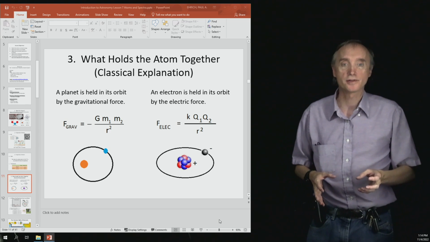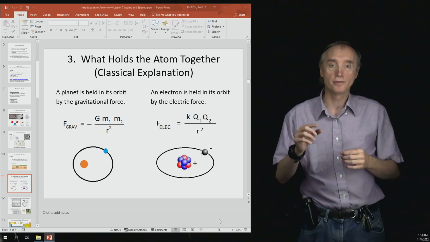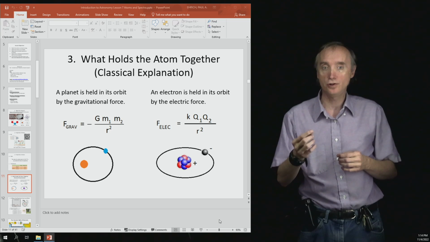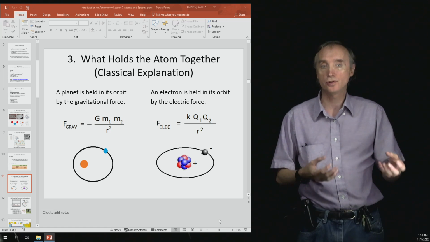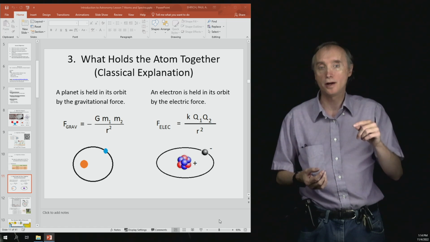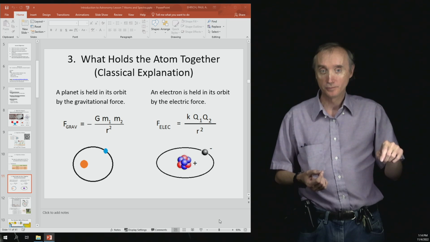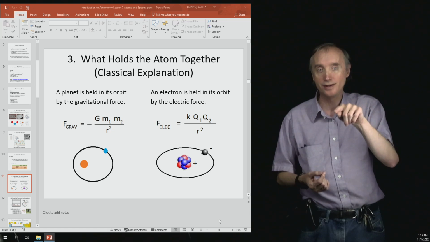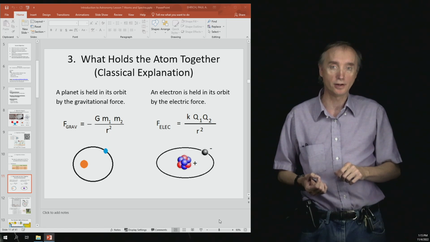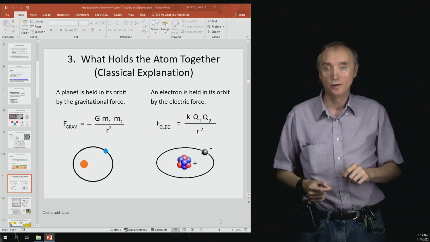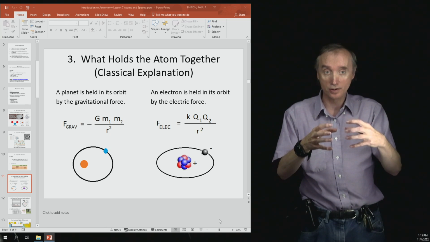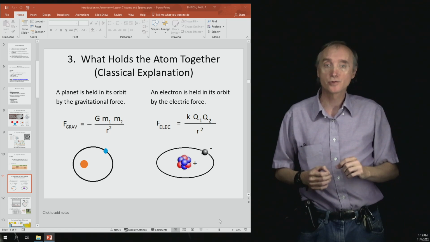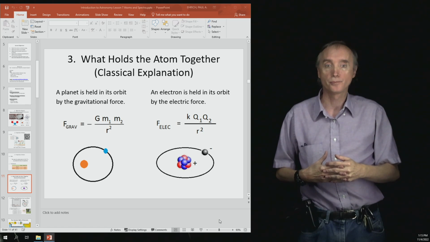Also, I think it's interesting that the nucleus is positive, so that would be Q1, and the electron is negative, so that would be Q2. What happens when you multiply a positive number times a negative number? You get a negative number. So do you notice that we could put a negative sign in front of that formula, and then it matches up exactly with the formula for gravity? They're both attractive as long as they have opposite charges, and that's what happens inside the atom.